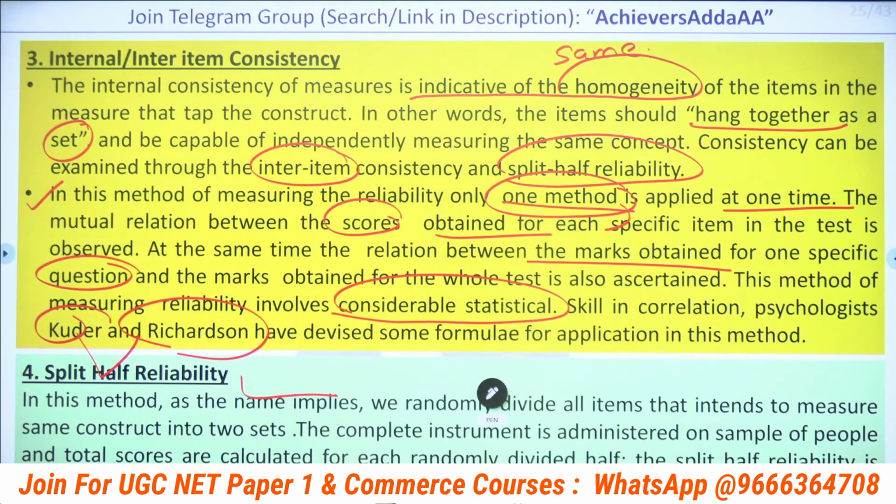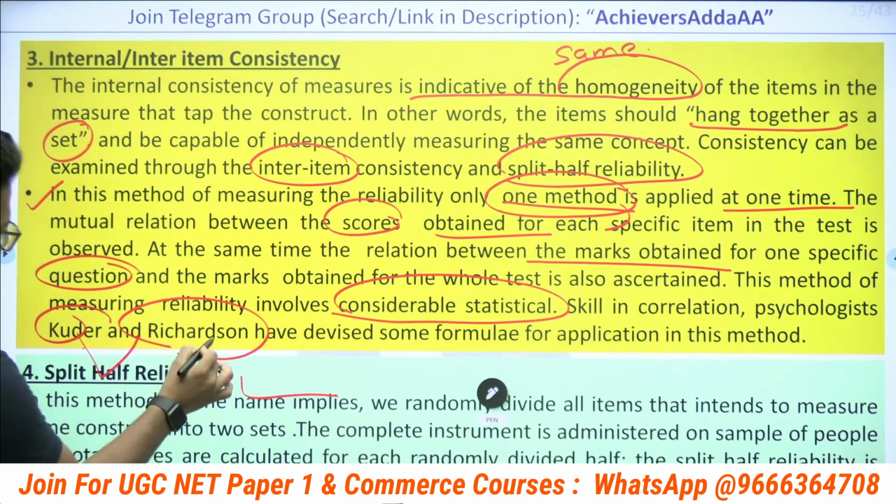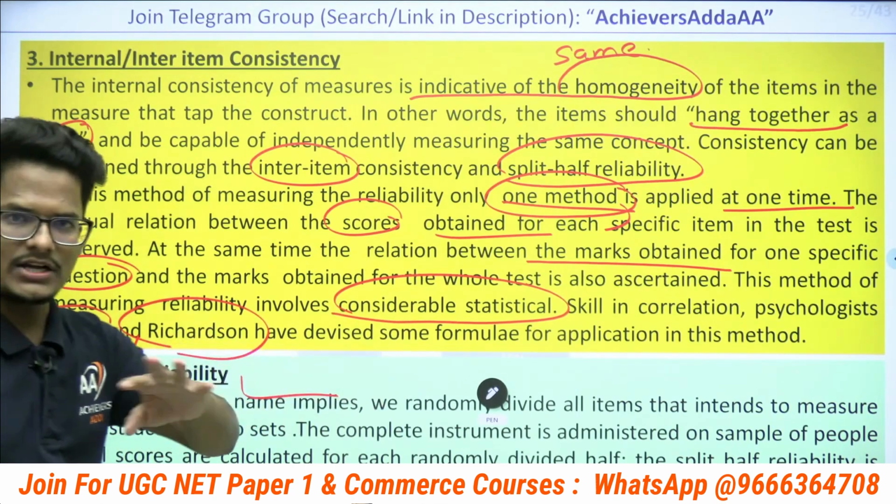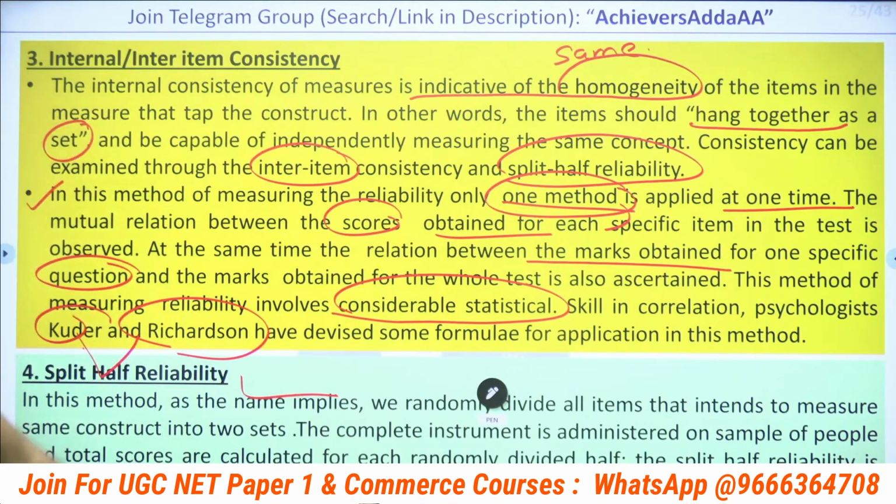What are the authors named? Please remember Kuder and Richardson. These have some formulas also. I will show you how the formula looks, but as of now, try to understand this part.